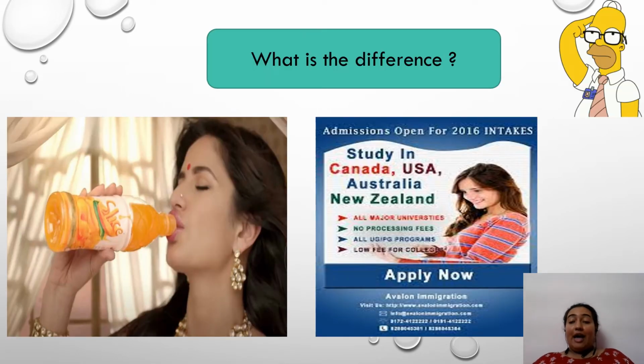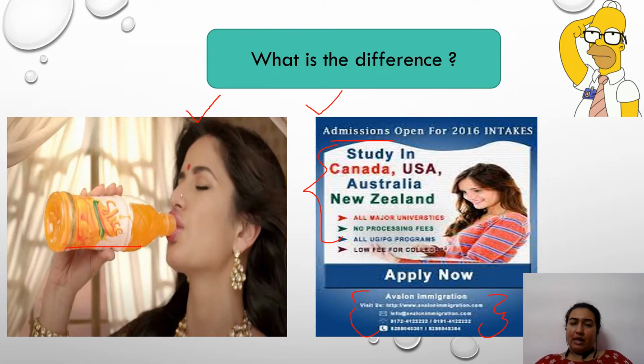Now, I have pasted again 2 pictures over here. What is the difference between this picture where we can see our Indian actress having Slice mango pulp fruity, and this image which is showing admissions open for these courses and the address mentioned over here? Yes, think and tell me. Any idea? Think. I will be telling you the difference, but you need to think.